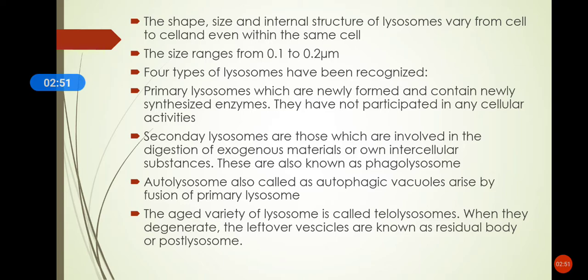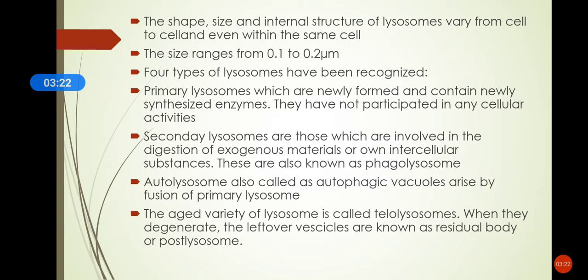The third one is autolysosomes, and they are also called autophagic vacuoles, and they arise by fusion of primary lysosomes. When primary lysosomes fuse, they form autolysosomes. The aged variety of lysosomes is called telolysosomes, and when these lysosomes degenerate, the leftover vesicles are known as residual body or post lysosomes. So these are the different types of lysosomes.